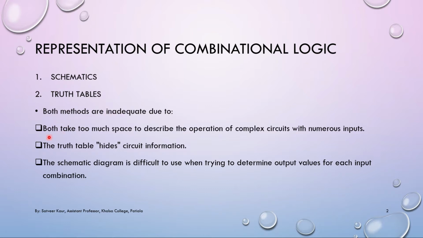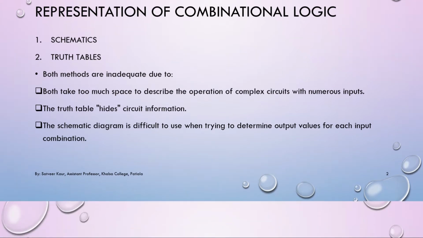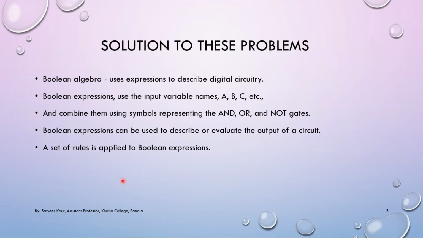The first reason is that both take too much space to describe the operation of complex circuits with numerous inputs. The second one is the truth table hides circuit information, and the last one is that the schematic diagram is difficult to use when trying to determine output values for each input combination. But Boolean algebra is a solution to these problems.